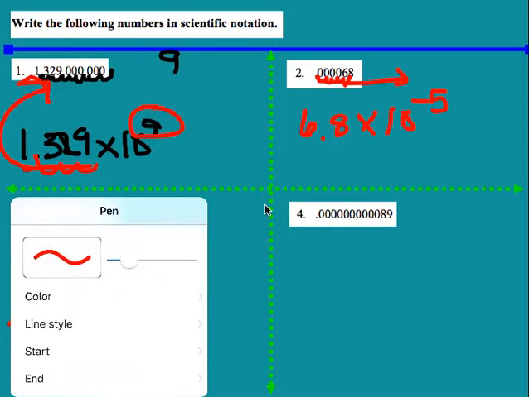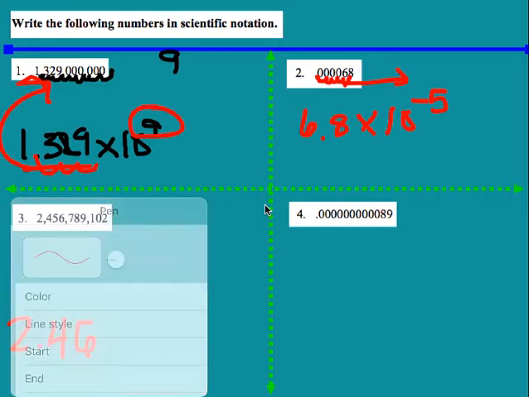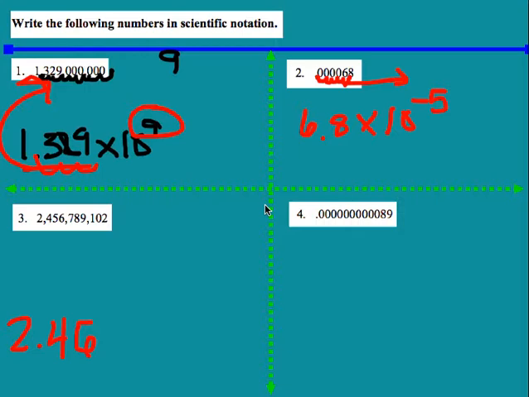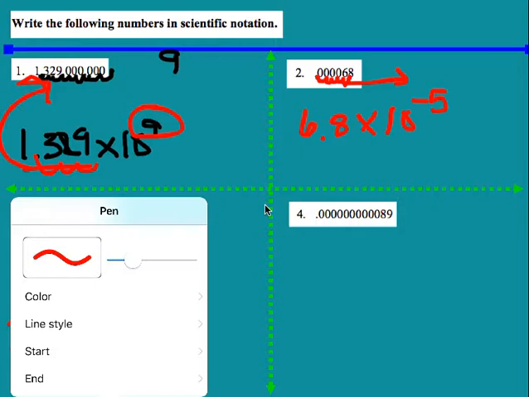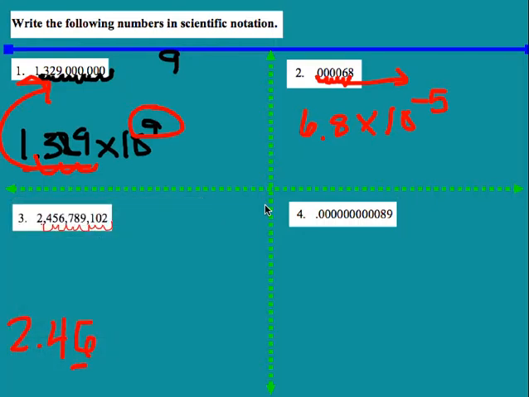Oh, not an option. There we go. Okay. So then what I'm going to do is I'm going to move this to this decimal point right there. So I'm going to do 1, 2, 3, 4, 5, 6, 7, 8, 9. So I moved it 9 places to get it to this spot. So I've already rounded it, so now I can just do times 10 to the 9th power, okay? So that's my final answer for number 3.